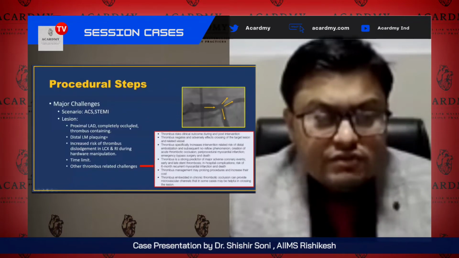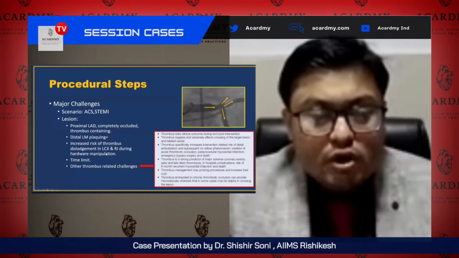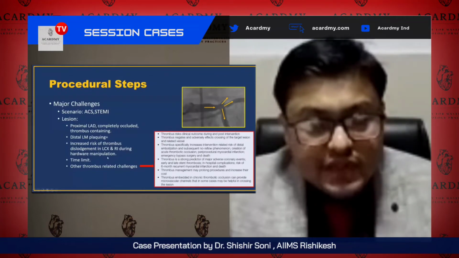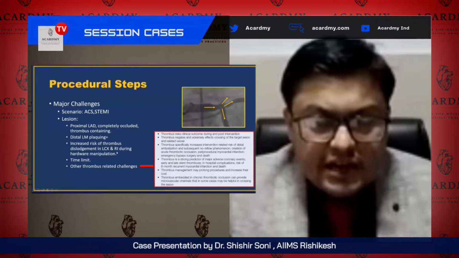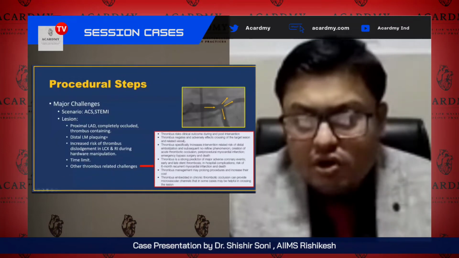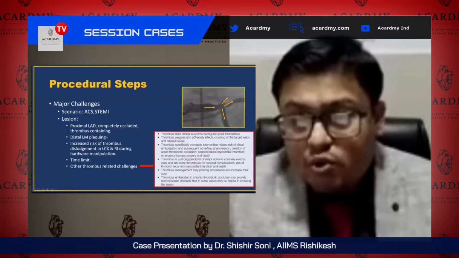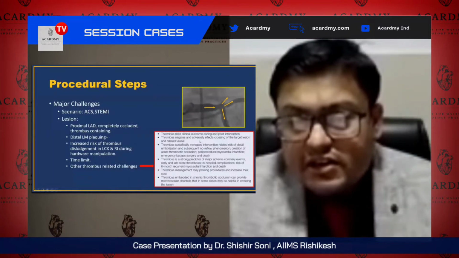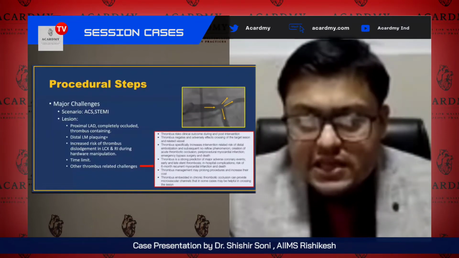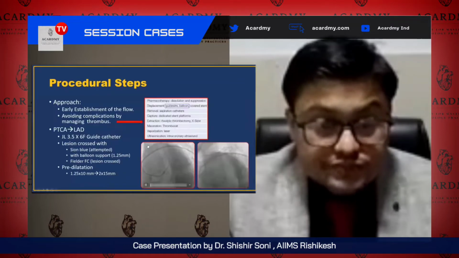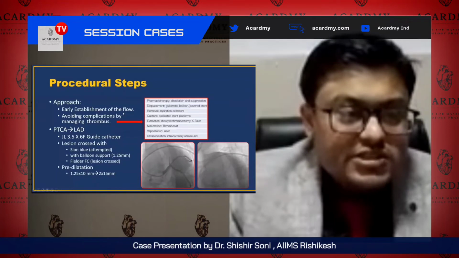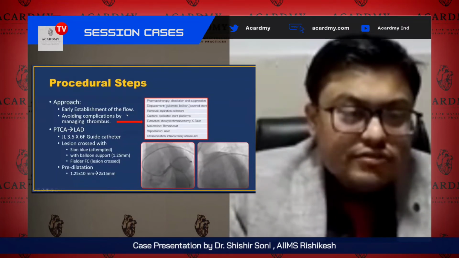Another challenge was the distal left main plaquing and increased risk of thrombus dislodgement in the LCX and ramus intermedius during hardware manipulation. There was also the time limit and other thrombus-related challenges, which, as we all know, worsen clinical outcome during and after intervention. Thrombus especially increases the risk of distal embolization and stroke.